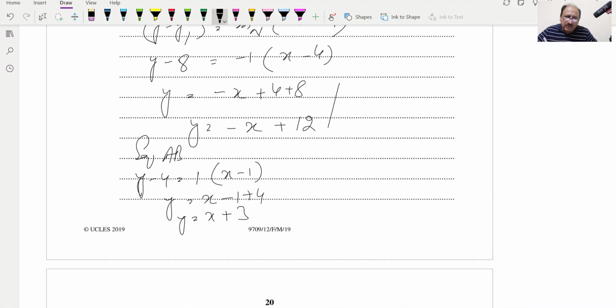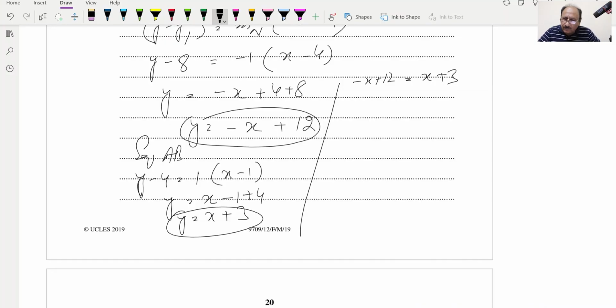And now we can write, y is equal to minus x plus 12. So minus x plus 12 is equal to x plus 3, which we are equating these two equations, and what we will get, this minus x we can shift to other side. So 2x plus 3 is equal to 12. So 2x is equal to 9, and x is equal to 9 by 2, which is equal to 4.5.